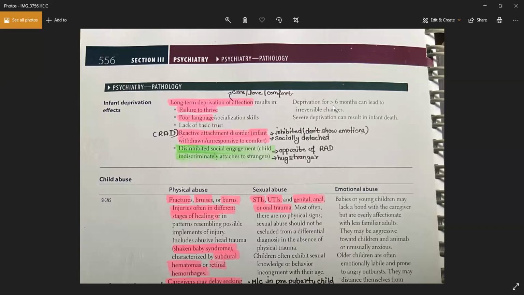A deprivation for more than 6 months can lead to irreversible changes. In that case, the patient can also get severe deprivation, and the patient can even die. Any doubt?